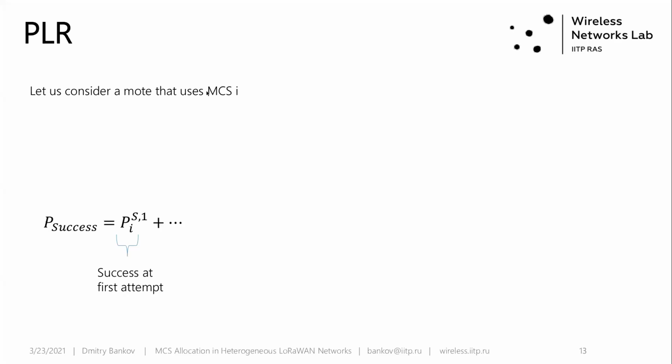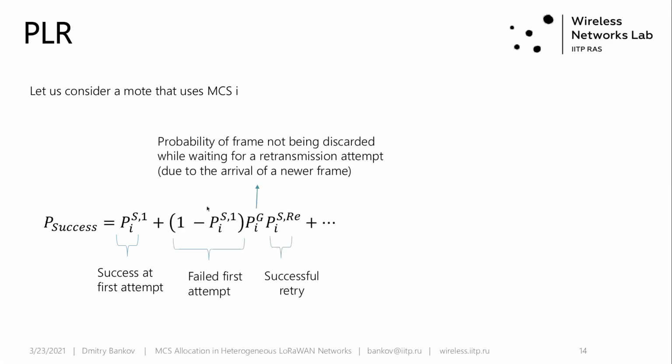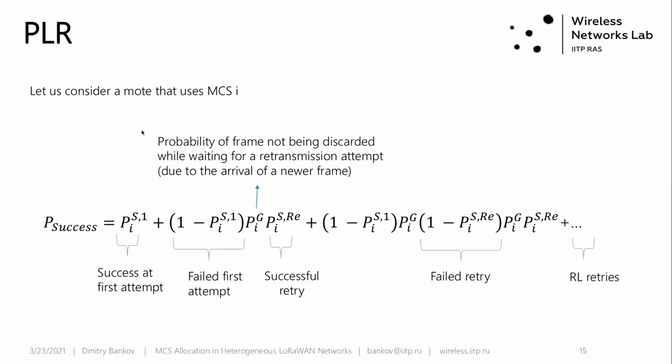So let us consider one mode which uses MCS number i. And let us find the probability of this mode to send its frame successfully. This mode transmits its frame successfully if it either makes a successful transmission attempt from the first time, or if it makes an unsuccessful transmission attempt at its first attempt, but during its retransmission, it makes a successful retransmission attempt.